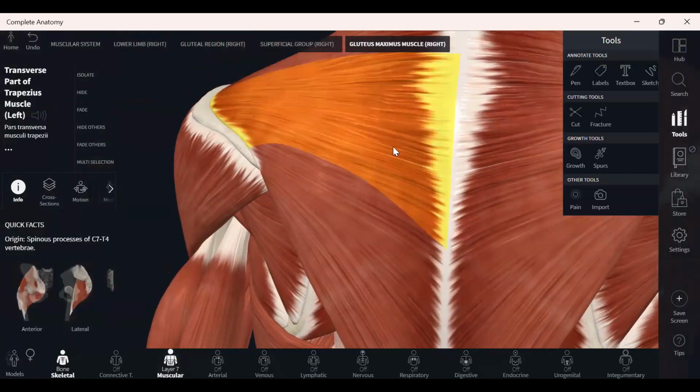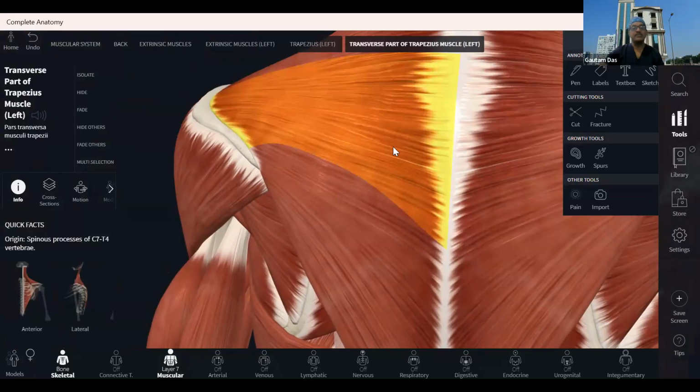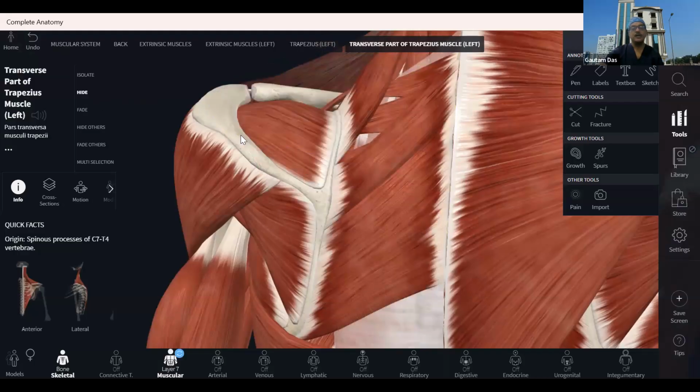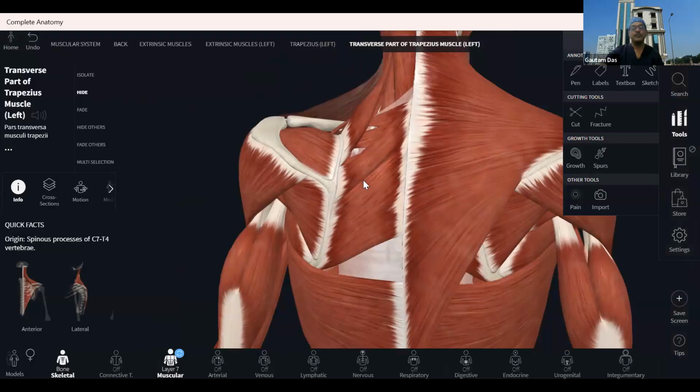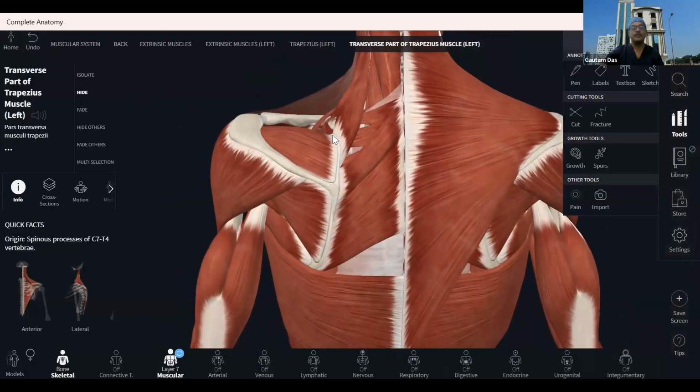Yes? Okay. So this was the trapezius, transverse part of the trapezius. Above is your superior or descending part. This is your inferior or ascending part of the trapezius. So let us remove the trapezius. And then let me reduce the zoom. So here, this was the medial border of the scapula. This is your spine of the scapula, which is becoming the acromion. So this muscle is your supraspinatus.